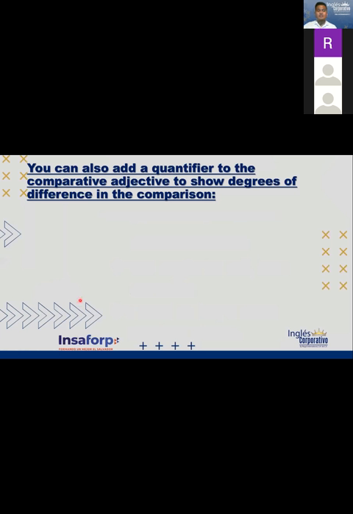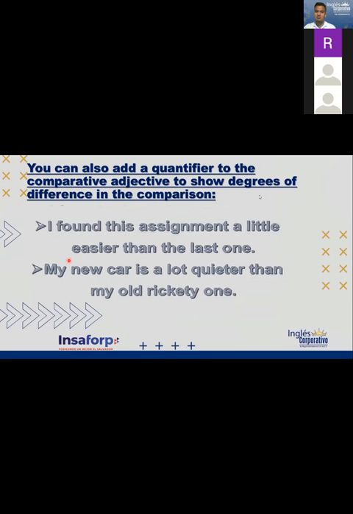Also guys, we can use quantifiers. We call quantifiers those words, a esas palabritas que nos dan una cantidad. For example, it says you can also add a quantifier to the comparative adjective to show degrees of difference in comparison. Let's see some examples.